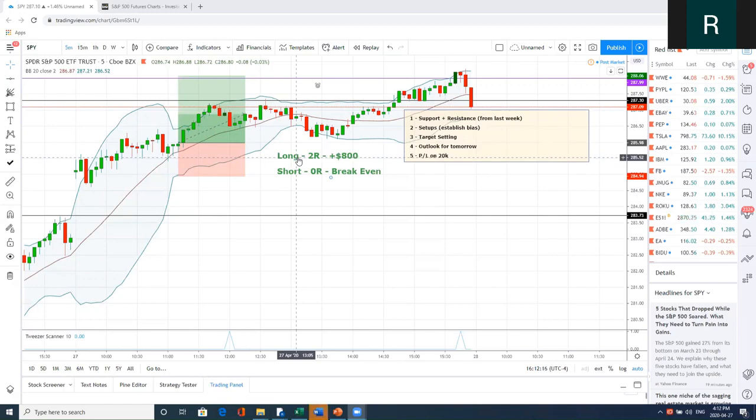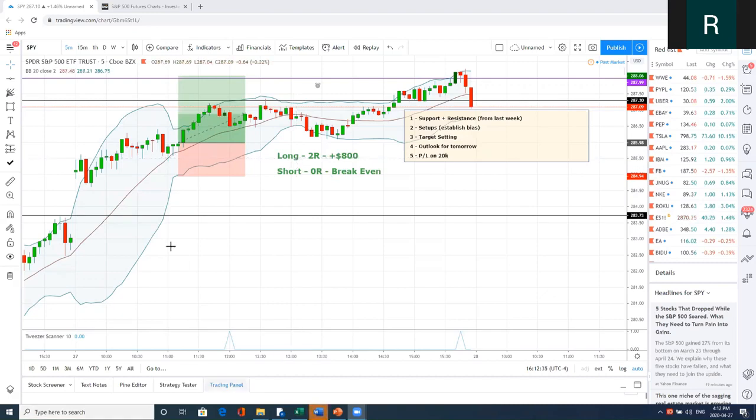Today I'm going to be breaking down the intraday price action for the S&P 500, specifically looking at support and resistance, setups, target setting, the general outlook for tomorrow, and what your P&L would look like if you had an account size of $20,000. So if you're ready, let's step into the war zone.